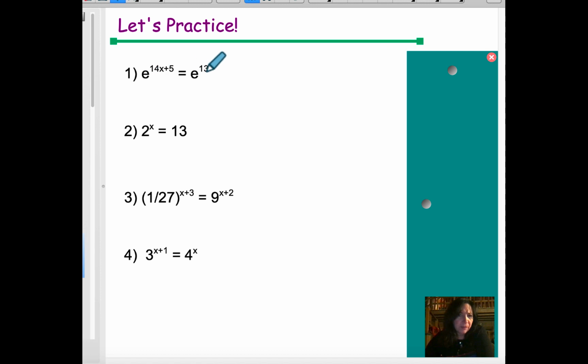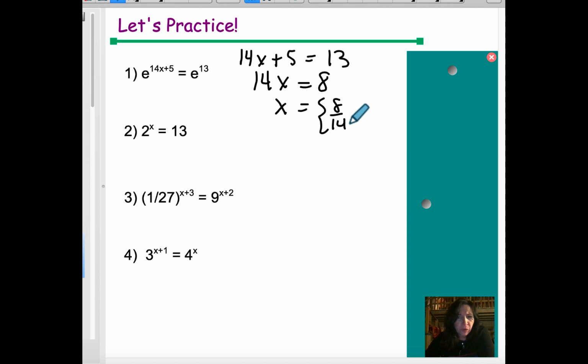For the next problem, this says, let's practice. So bases are the same. So we just set our exponents equal to each other. So 4x plus 5 equals 13. I'm going to subtract 5. I get 4x is equal to 8, and I get x equals 8 divided by 4, and then you can reduce that by dividing by 2, and you're going to get 4/7.